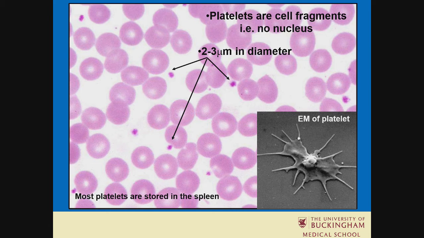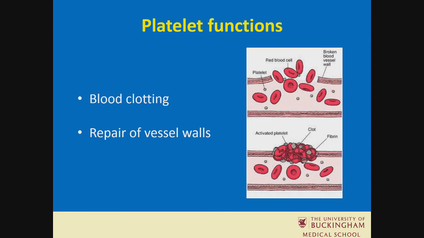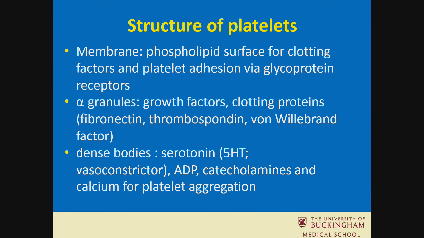If you put them on a plastic dish and look at them under scanning electron microscopy, you'll see them spreading out. It says at the bottom there that the majority of these are stored in the spleen. So they're important in clotting, specifically blood clotting and repair of vessel walls, which is shown in this cartoon. And I'm going to go on to explain this process. Now, you've done clotting already, I believe. I'm not going to talk about all the factors. I just want to talk about it from a slightly more cellular point of view.